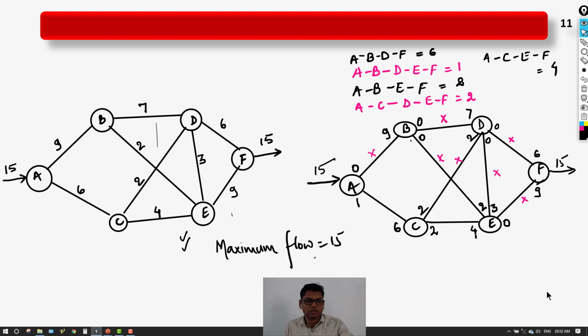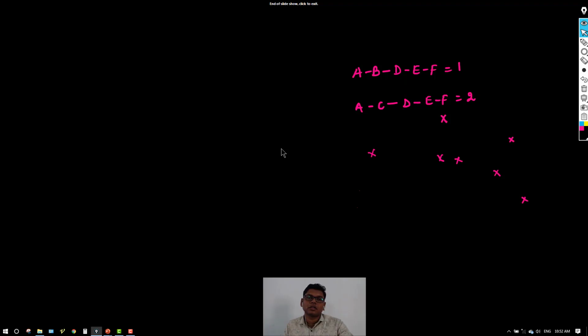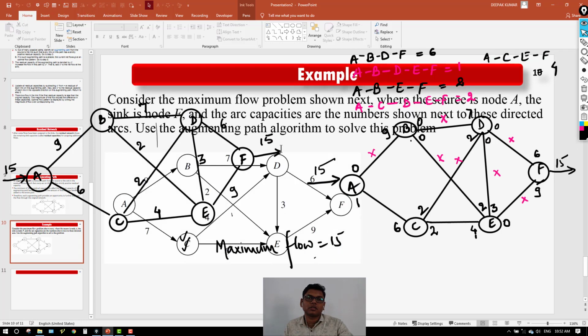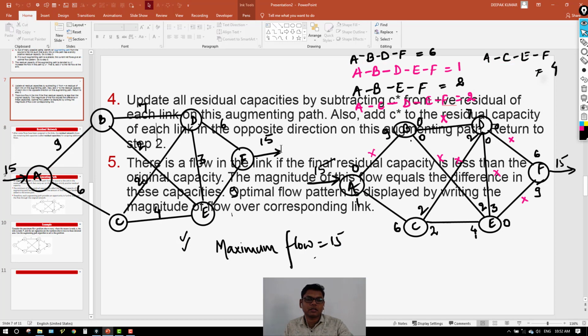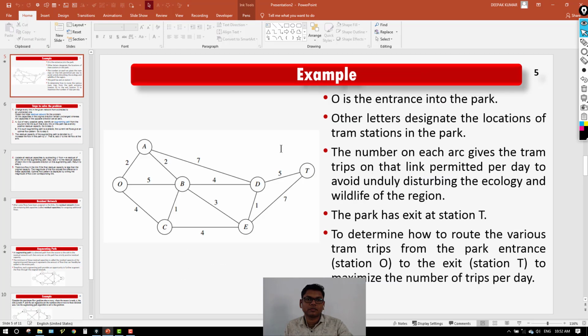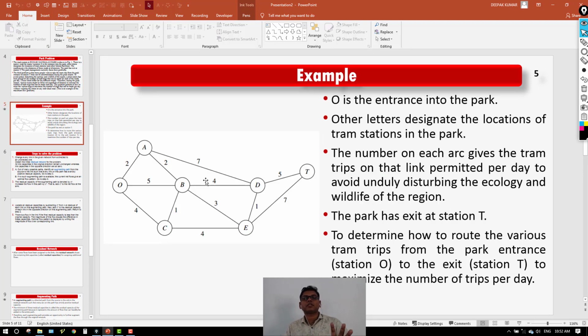Let me just take the screenshot. So that park problem is at the back, this one. So this park problem, can you solve this problem? Or I will give one example in the exercise. You can solve that, and then you can see how it comes. Okay, so try that, and otherwise I will discuss it in the next class.